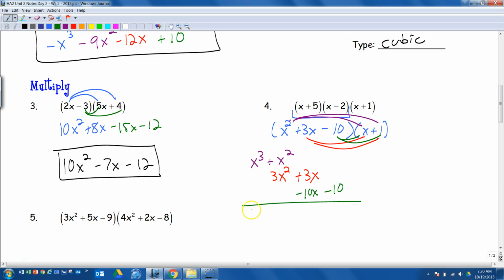So if you add down, we only have an x cubed. This is plus 4x squared. This is a minus 7x minus 10. And there's the answer.